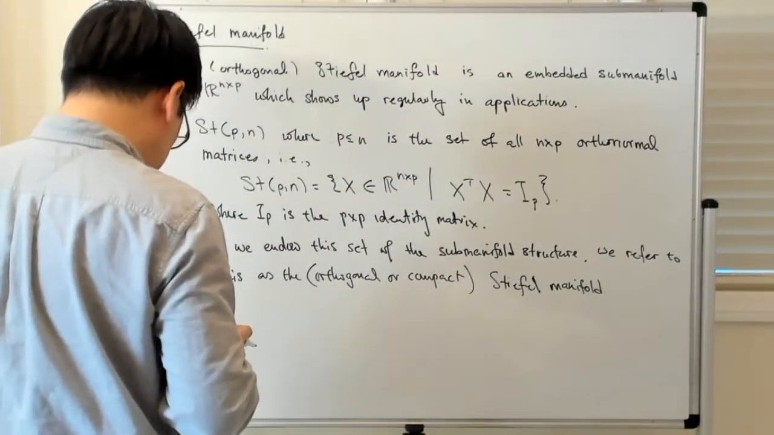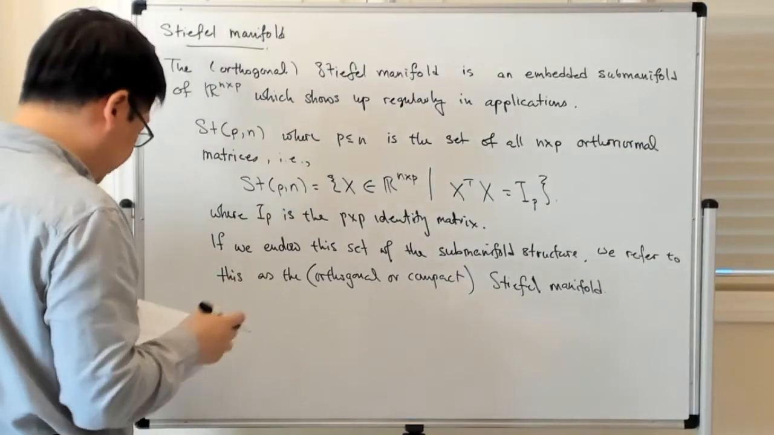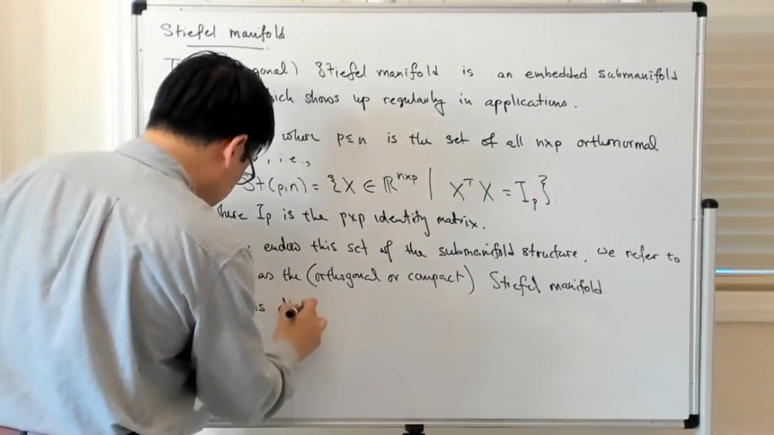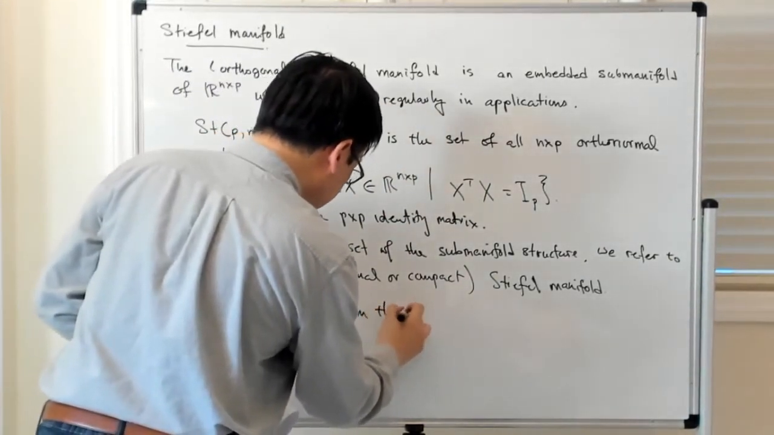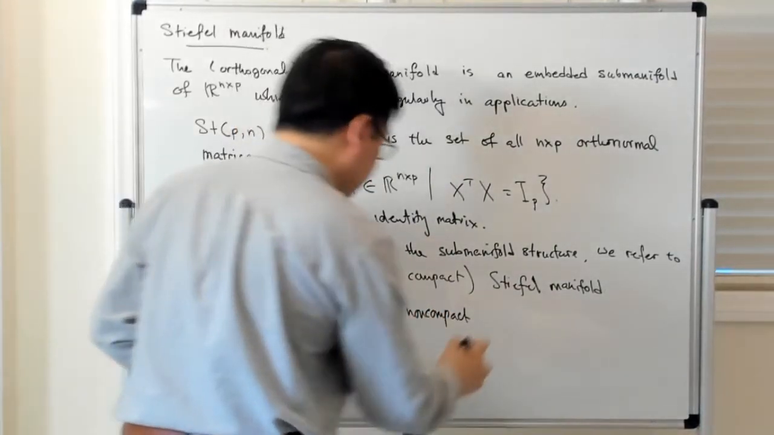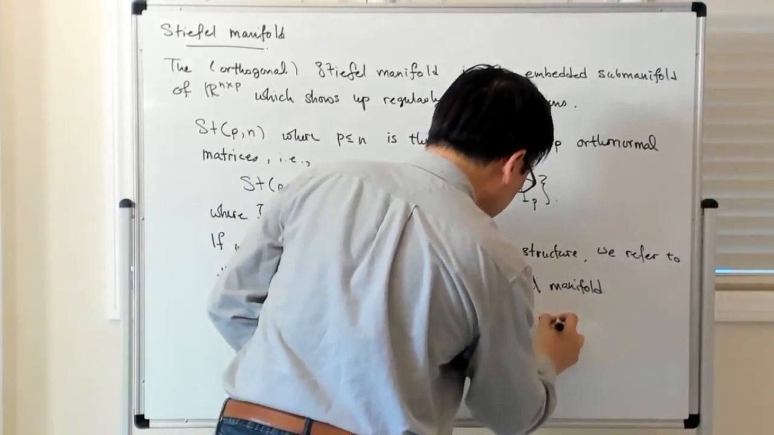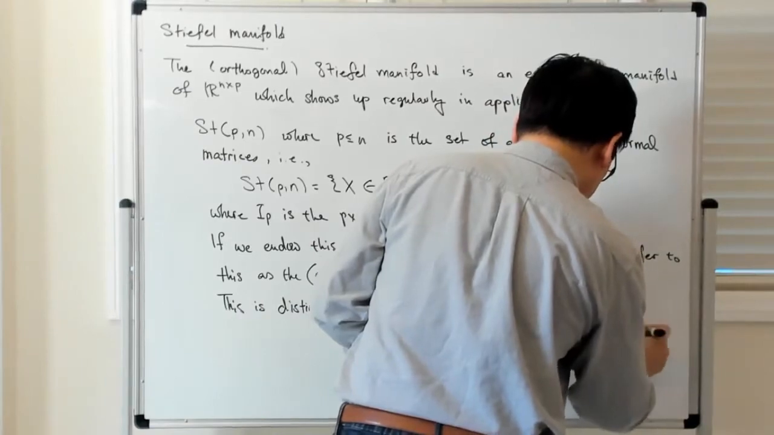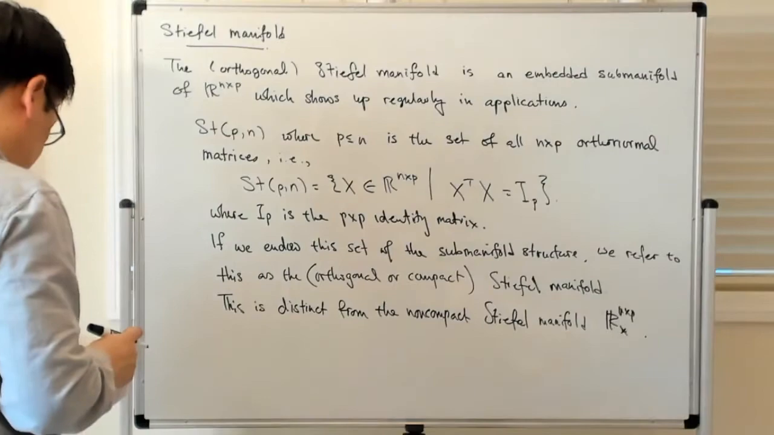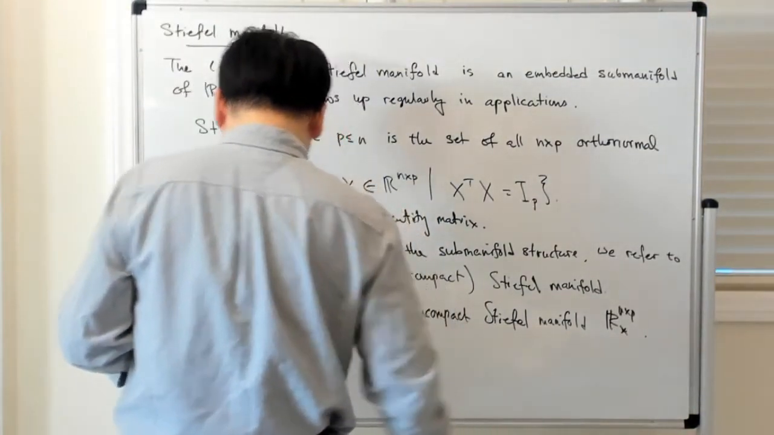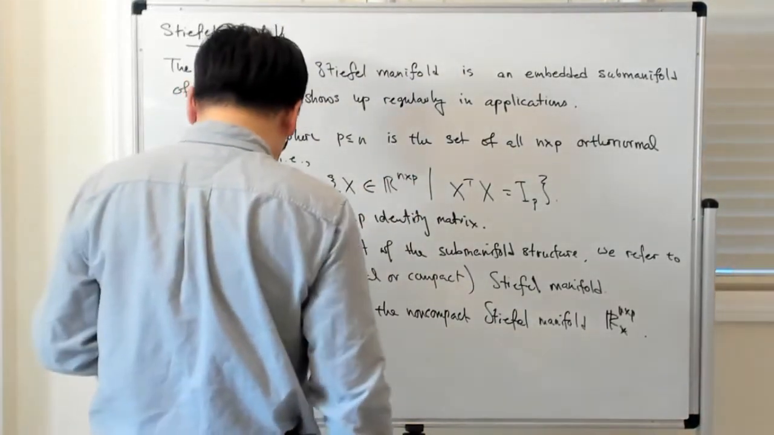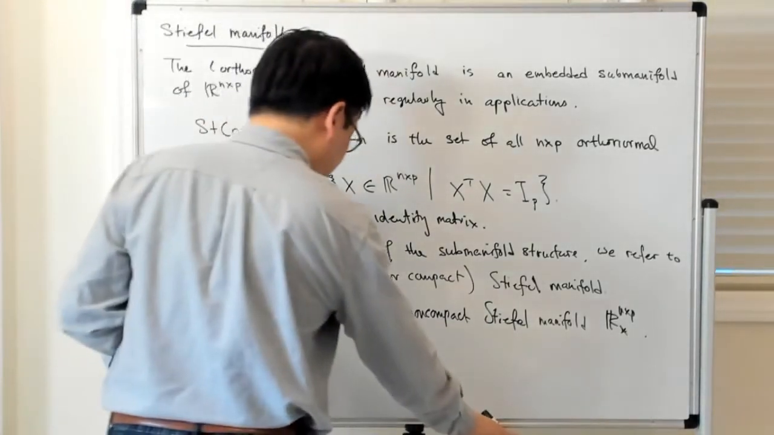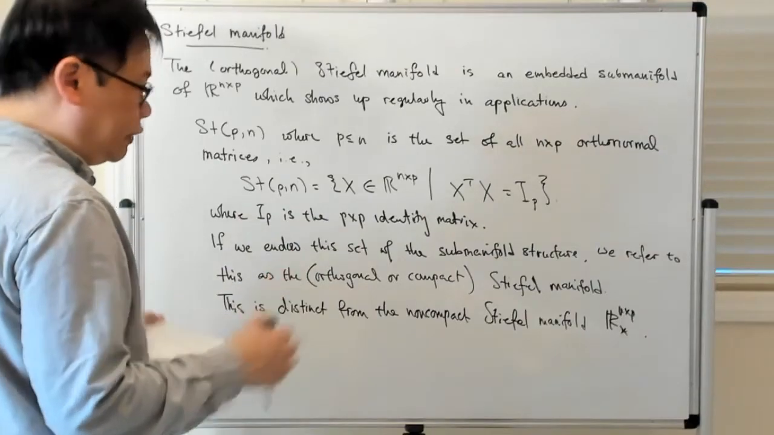And this is going to be distinct from the non-compact Stiefel manifold, which is R star n cross P. Anyway, it's clear that this is a subset of R n cross P, and there's a linear manifold structure on R n cross P, which is the obvious thing: you just look at the entries of the matrix and think of that as a coordinate chart.